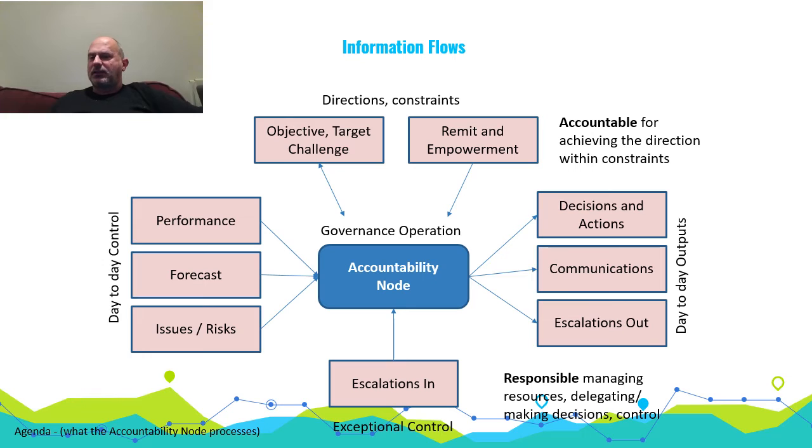It will make decisions, it will set actions, it'll manage communications, and it may well escalate out where it can't handle something. So this enables the accountability node to be accountable for achieving the direction within constraints, and it can be responsible for efficiently and effectively applying resources and funding to achieve what's necessary.